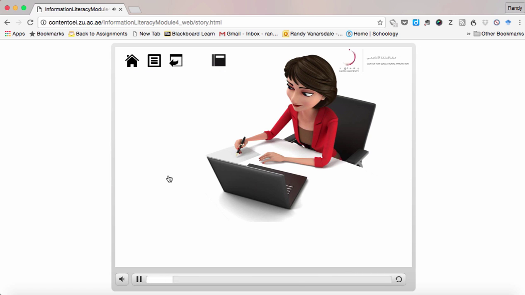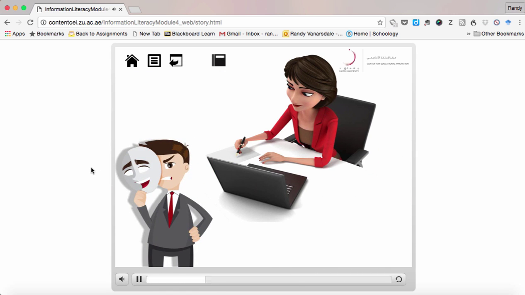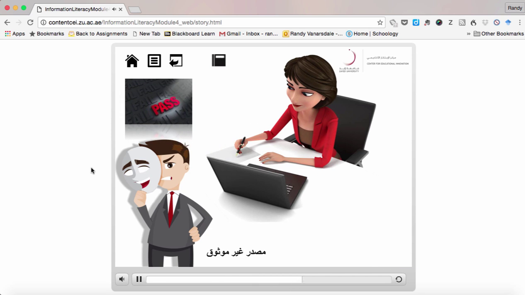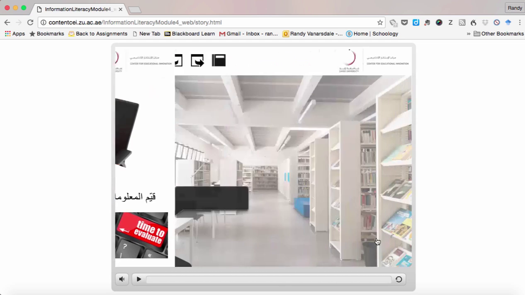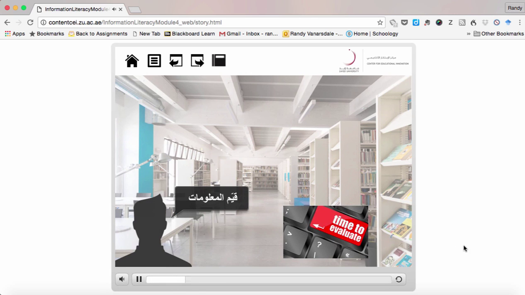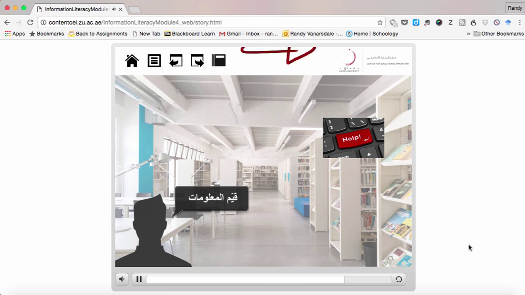If you read and take notes from an unreliable source, you could find and use incorrect information. Also, you could lose grades on your assignment. To avoid this, evaluate your sources first. So, you need to evaluate your sources. First, make sure that you understand what is meant by evaluating sources. Click the Help icon for an explanation.